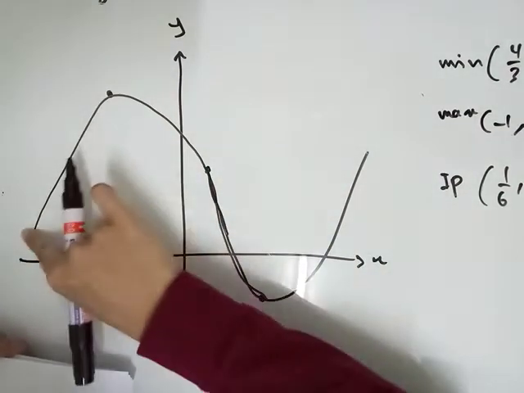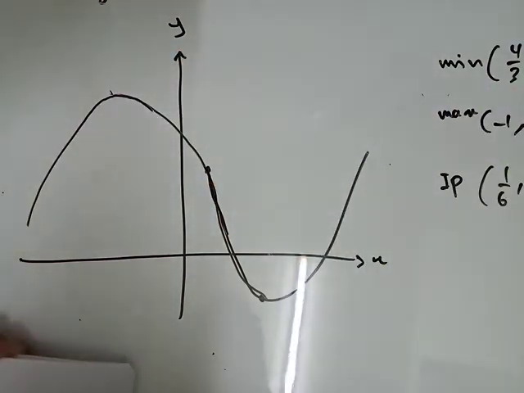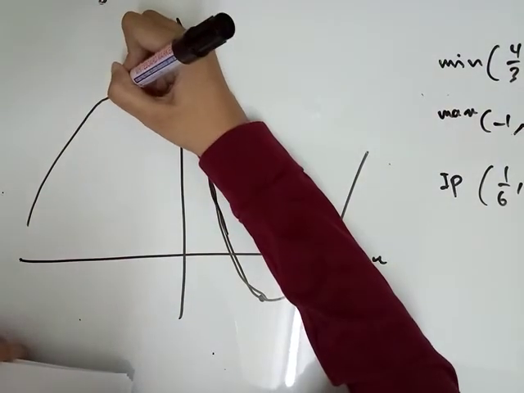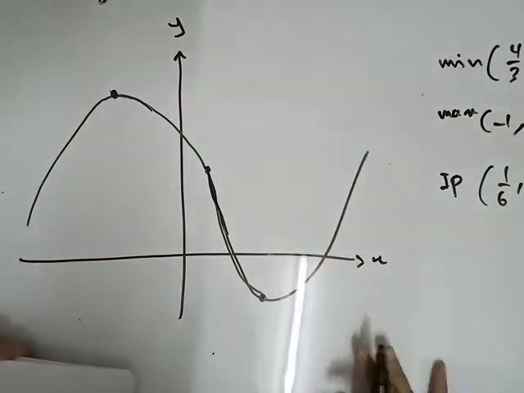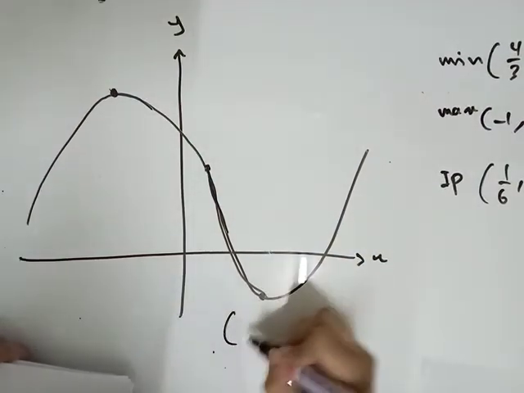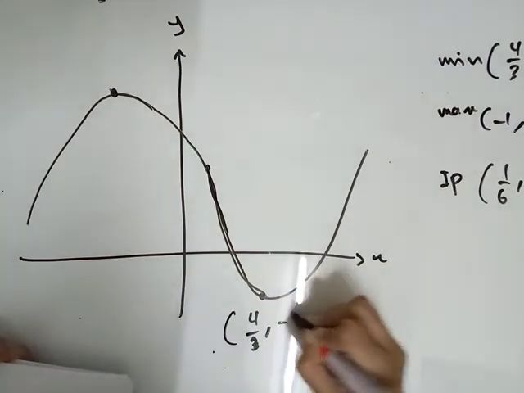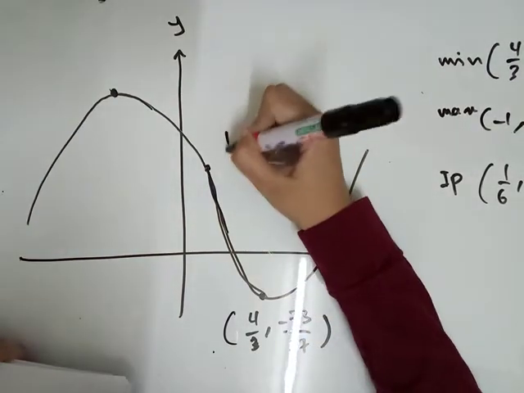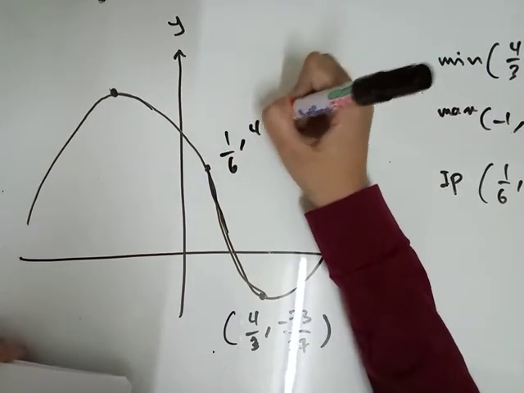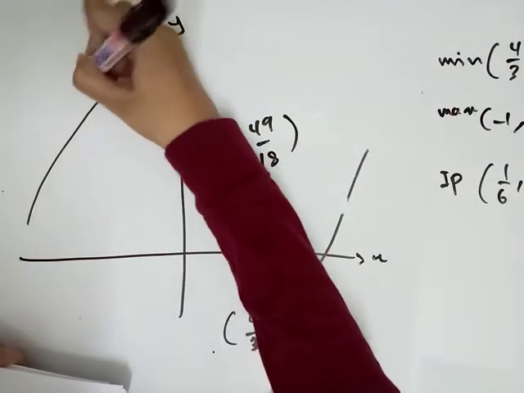Okay, saya lukis tak cantik sikit. Awak lukis tu bagi cantik lah. So this is maximum point, inflection point and minimum point. So awak markkan dia, mark the points. This is 1 over 6, 49 over 18. And then this is negative 1, 10.